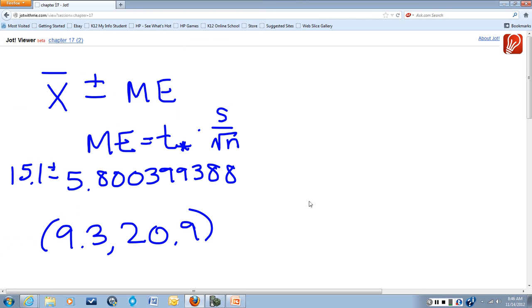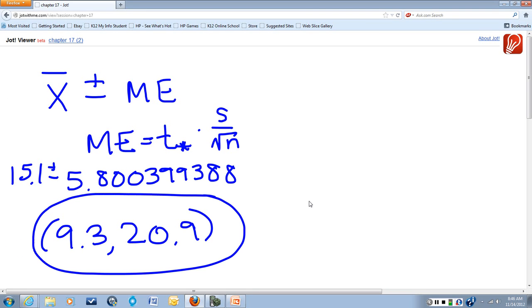So what we get for an answer is 9.3 to 20.9. That's a 90% confidence interval given the data. And the parentheses are what we call an open interval.